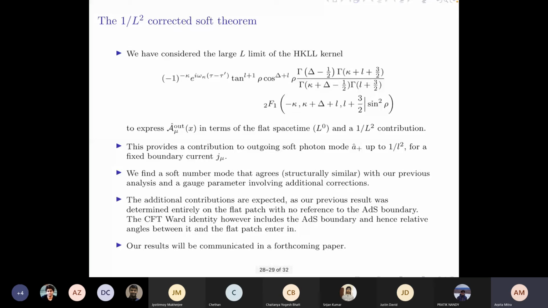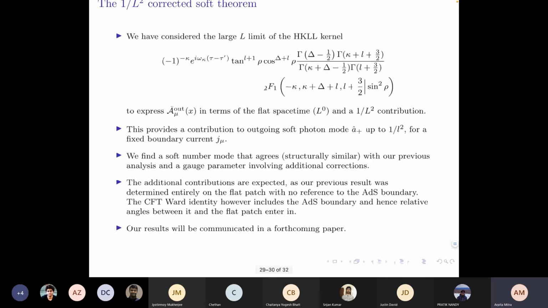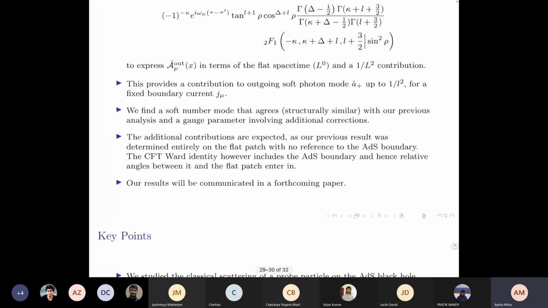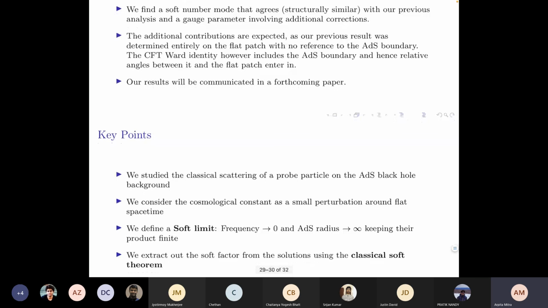One point we have to remember is that the boundary current J mu has no L dependence. We have found a soft photon mode that agrees with our previous analysis, and a gauge parameter involving additional corrections. We hope to communicate this result in a forthcoming paper. And I have already mentioned that in these calculations, we did not find any N2 AdS mode, which was required previously to cancel out the mixed terms. So we have just retained the N1 AdS. These are the main themes of the work.